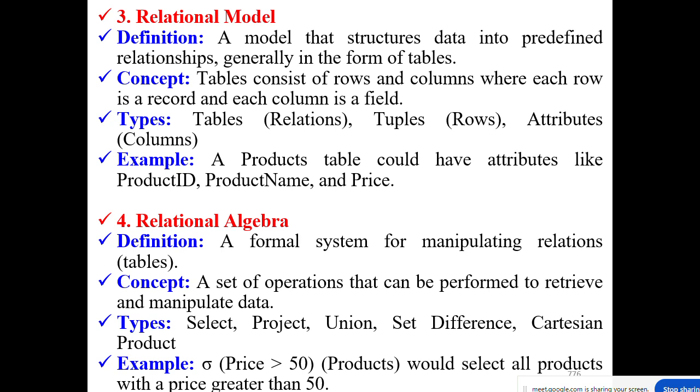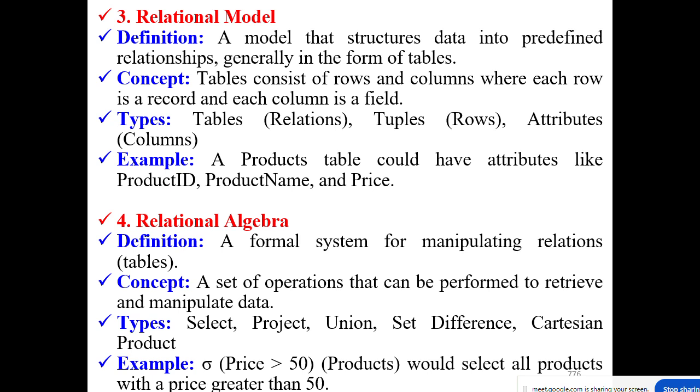Now, examples of a products table. It could have attributes, or dimensions, like product ID, product name, and price. My product ID is 1201, my product name is Tata car, and the price is 3 lakhs. That is an example of a relational model.